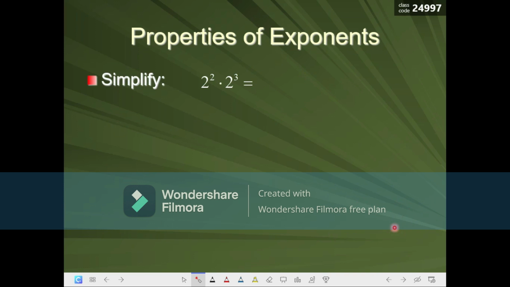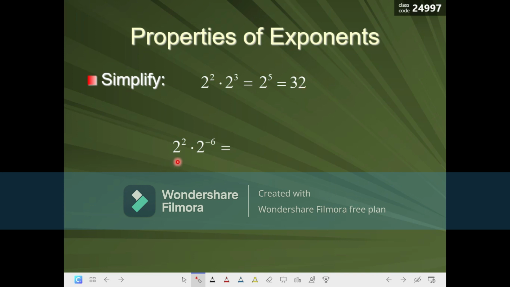So, properties of exponents. Here we have an example: 2 squared times 2 cubed. First rule, you have a common base, so we have to add the exponents. You have 2 plus 3, so 2 to the power of 5. Multiply 2 by itself 5 times, that's 2 times 2 times 2 times 2 times 2, which is equal to 32.